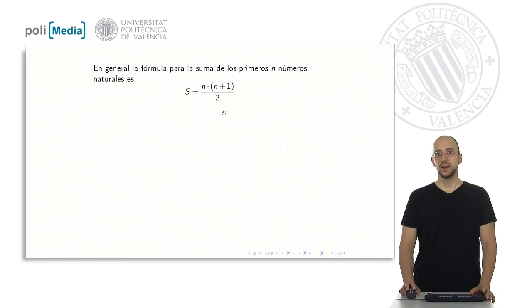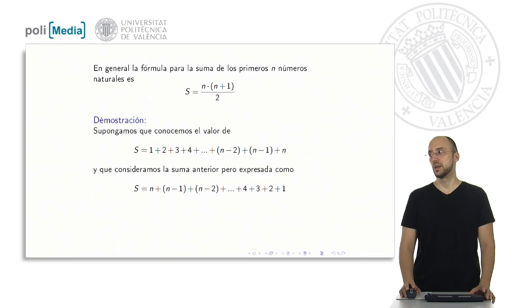We are going to try to demonstrate this formula, although it has been seen so far in a very visual way. Let's assume that we know the value of s, which is the sum of 1 plus 2 plus 3 plus 4 up to n. I have added two more terms, which are n minus 2 and n minus 1, which are the two numbers before n. As you know, the addition of natural numbers has the commutative property. That means that we could add the sum backwards.